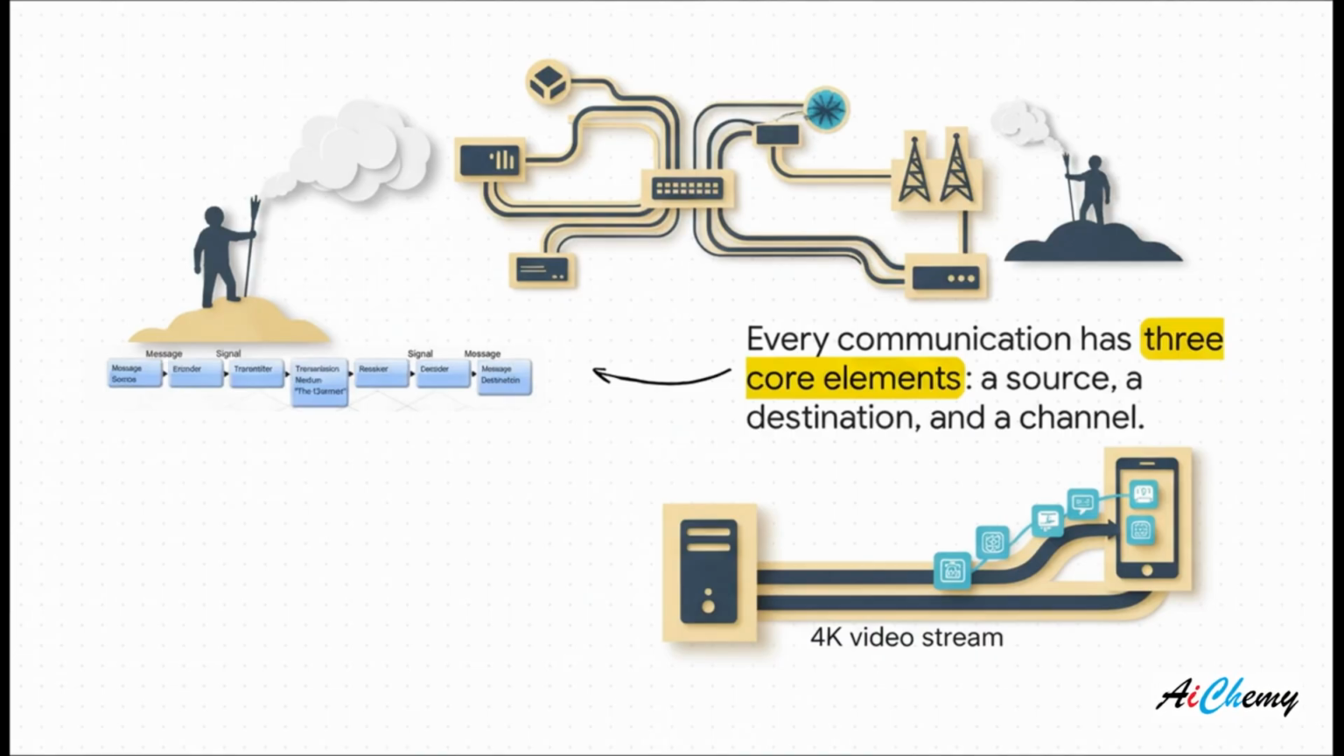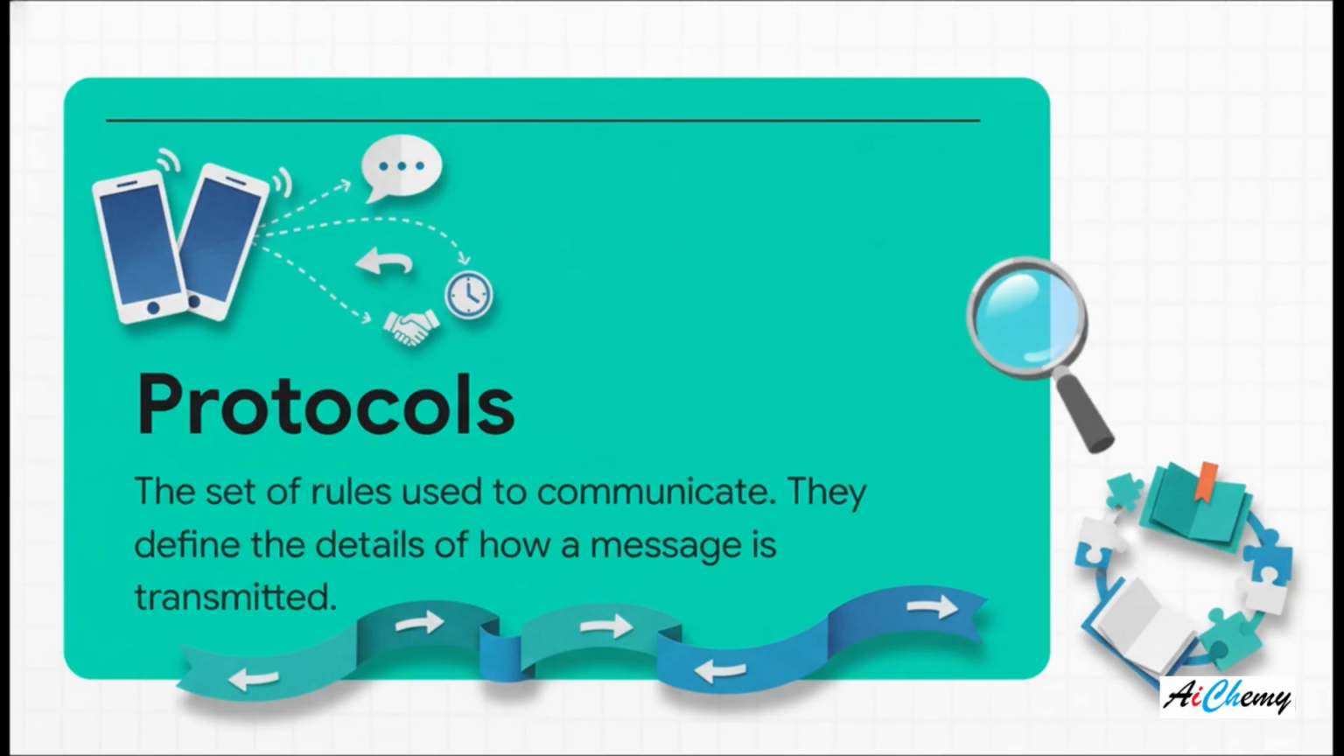In our world, that's your laptop sending an email to your friend's phone, and the channel? That's the internet itself. So how do devices know how to talk? Well, they use something called protocols. You can think of protocols as a shared language, and even good manners. They make sure that when one device speaks, the other one understands not just the words, but the timing, the context, and when it's their turn to reply.